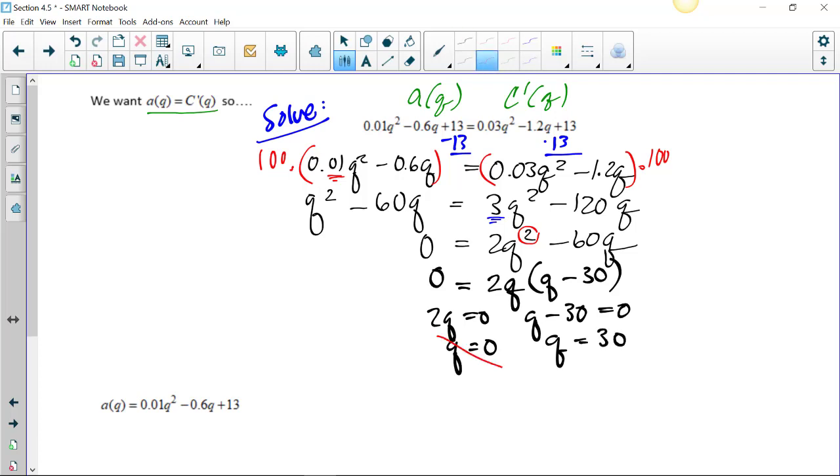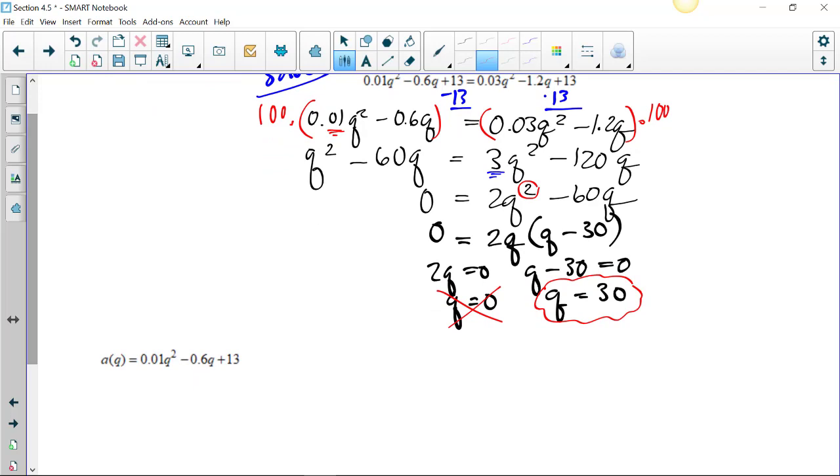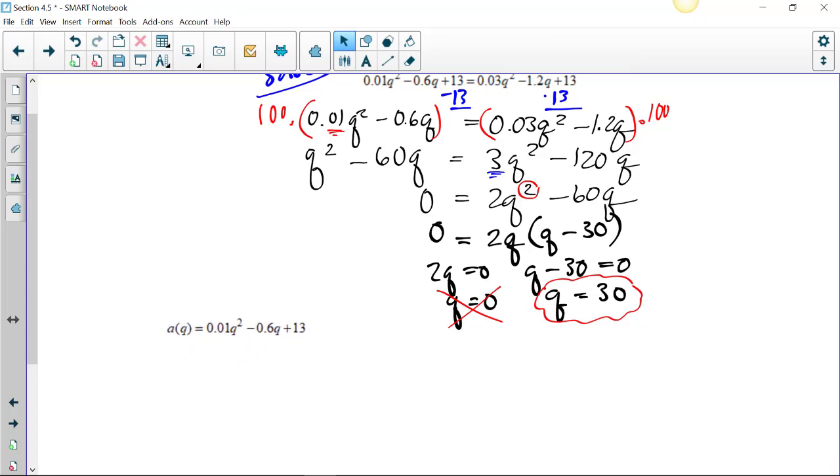We know q can't be 0 because we can't talk about average cost, and we said that q had to be positive. So I'm saying a production level of 30 items is when the average cost would be equal to the marginal cost. And that means our average cost should be at a minimum. So let's double check that. Let's put some numbers into our average cost function and see.